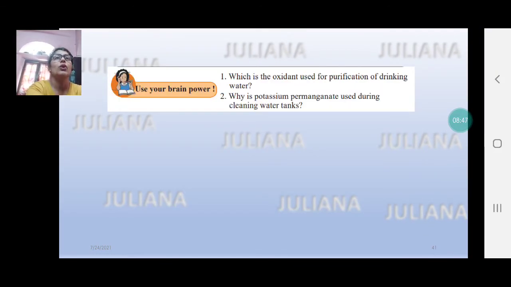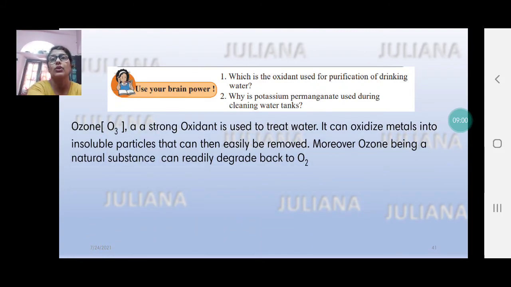Then which is the oxidant used for purification of drinking water? Easiest one is ozone, because ozone can easily break into O2 and give us a nascent oxygen. So ozone is a strong oxidizing agent, or oxidant, used to treat water. It can oxidize metals into insoluble particles which can be strained or filtered and removed. Moreover, ozone being a natural substance, if there are any nascent oxygens remaining after oxidizing the particles, it can turn into O2 easily.